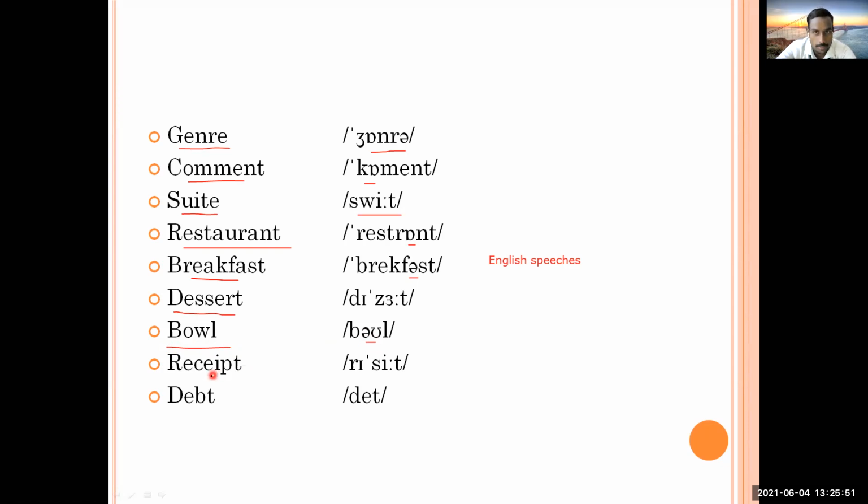Then next, what is this? Receipt. It's receipt. This is long E. This E is short. This E is long. And which letter is silent here? P is silent. So we'll call it receipt. Okay? We'll call it receipt.